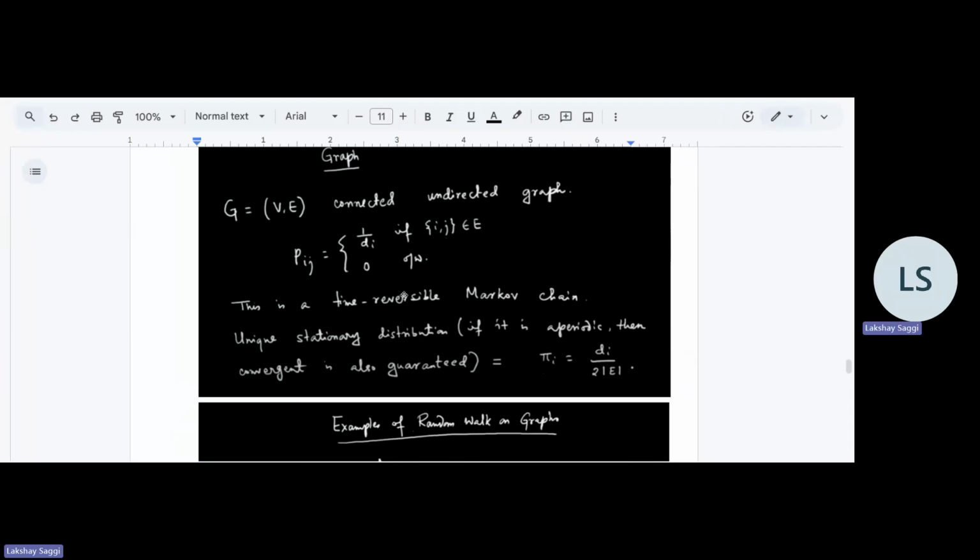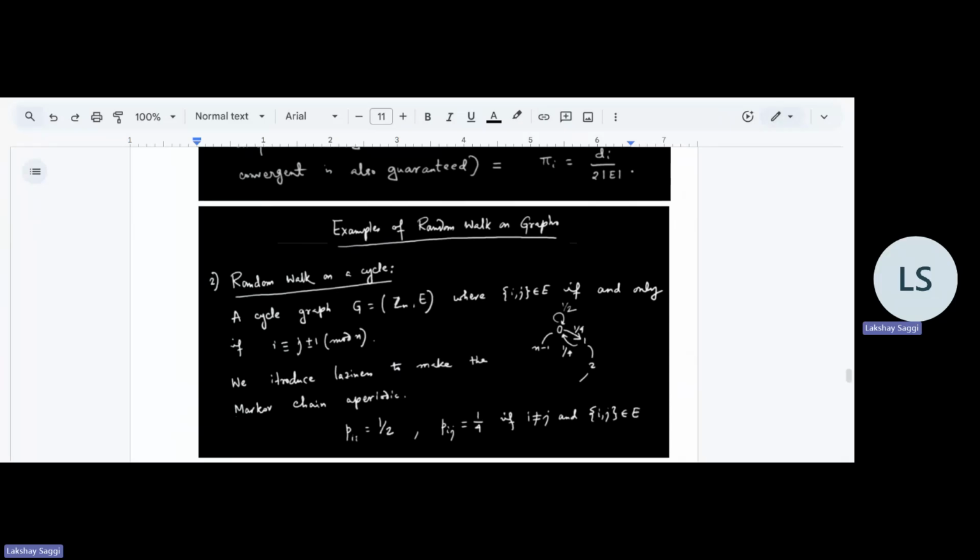Since this satisfies the detailed balance equation, it is a time-reversible Markov chain, and it has a unique stationary distribution. If it is aperiodic, its convergence is also guaranteed, in the sense that it will also be a limiting distribution. So this is the distribution which will be the limiting as well as stationary distribution if it is aperiodic: pi of i is d(i) divided by twice the number of edges.